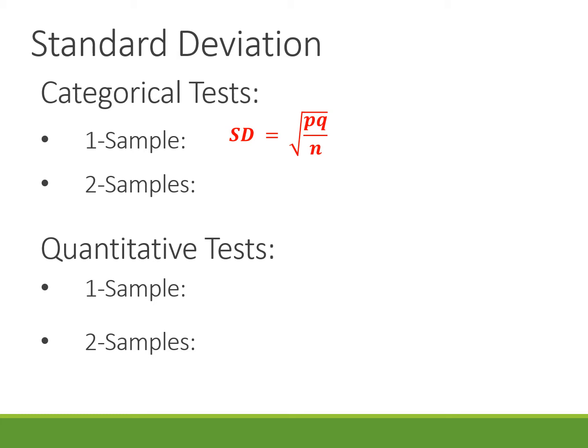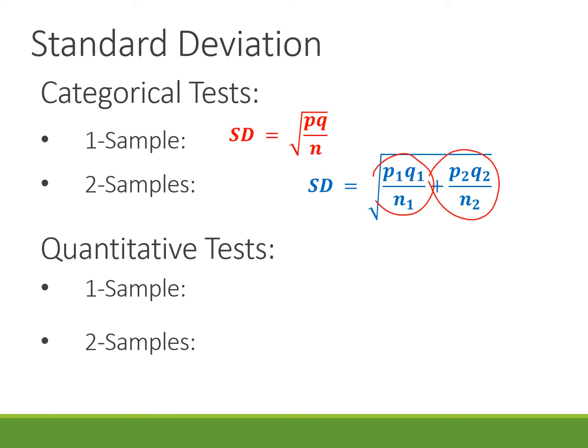Once we add in a second sample, we just have two individual fractions of their own PQ over N. That's for a confidence interval. If we were working with a hypothesis test, we would take each of these and pool our proportions to come up with one single p-hat for both populations combined.